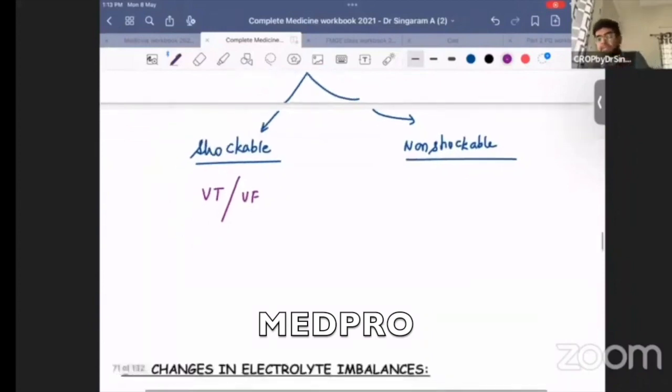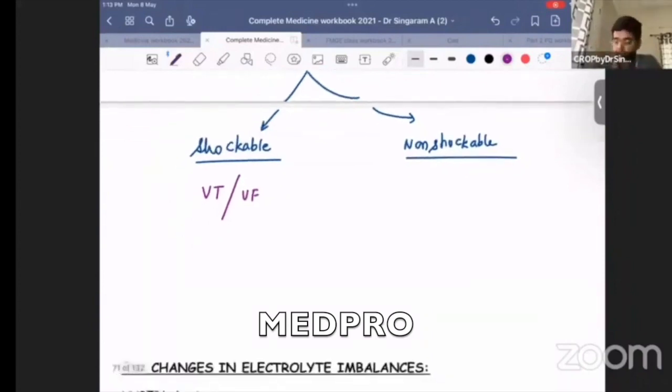In your exam and in your books, you will see PVT written. What is the meaning of PVT? It is nothing but pulseless VT, just to tell you it's a cardiac arrest situation. PVT or ventricular fibrillation: what should be done? Without any doubt, you have to administer the shock. This is a shockable rhythm.